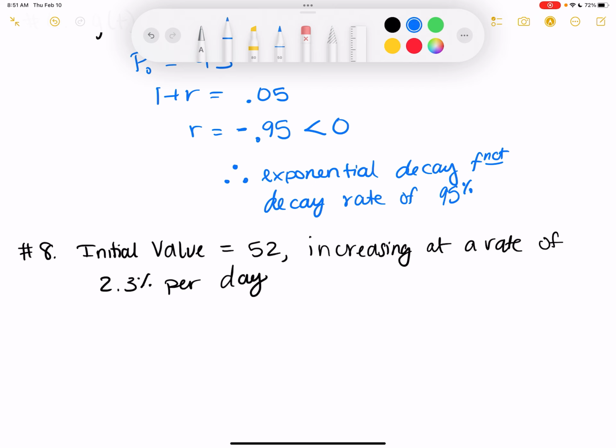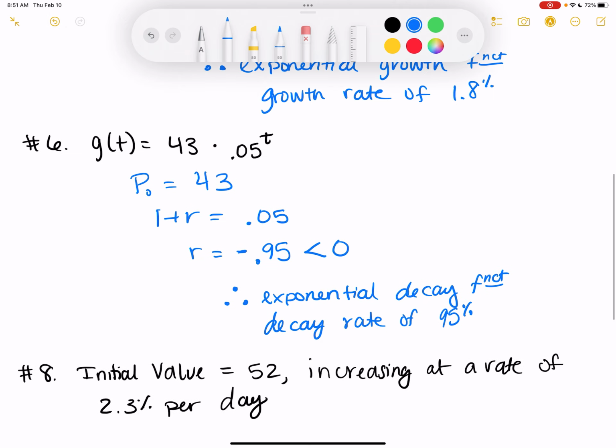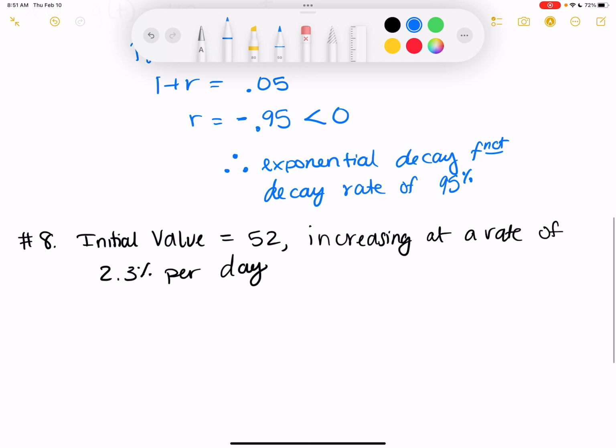It's the same thing, it's just given to you differently. So now we're starting with the information that I previously did in blue, and we want to get to what was previously written in black. So basically we're doing the reverse of what we just did. The initial value is going to be this P sub 0, which is 52. It's increasing, meaning what? Growth. So I'm going to write that over here.